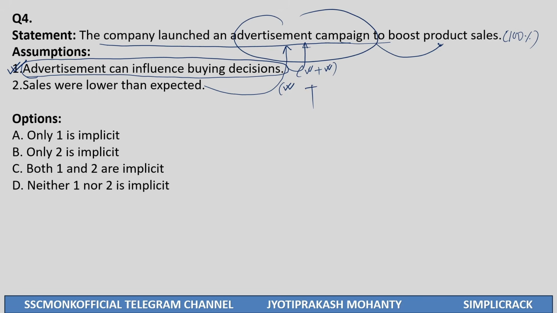Plus, if sales were high, there is no need of advertisement. That means when I am removing this assumption, this statement is getting false. That means it is satisfying my second condition. That means this assumption is also true. So option C, both 1 and 2 are implicit.